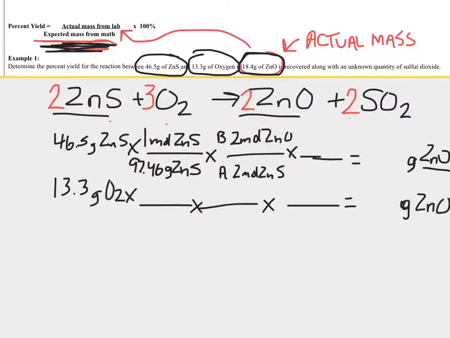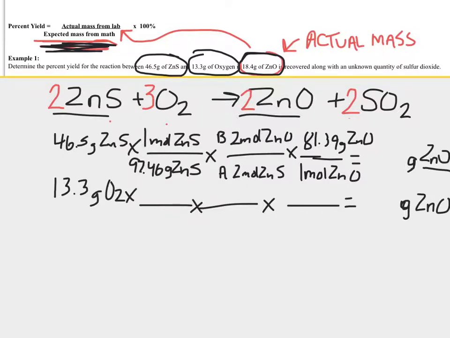ZnO. Okay. Now that we're doing that, we're going to get rid of moles of zinc oxide and multiply it by its molar mass, which in this case, when you add up on the periodic table, is 81.39 grams of zinc oxide. How do we figure that out? We took 1 zinc plus 1 oxygen off the periodic table.